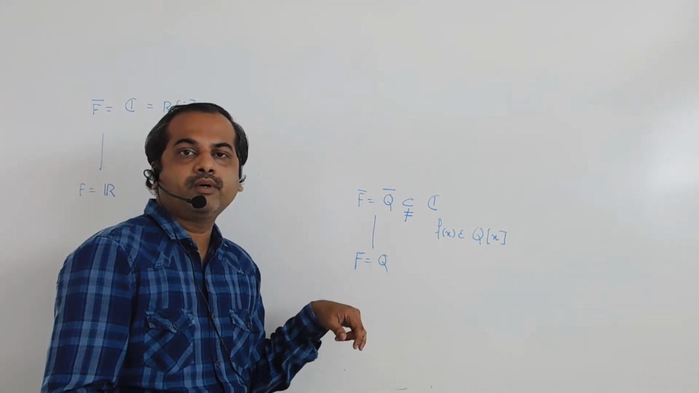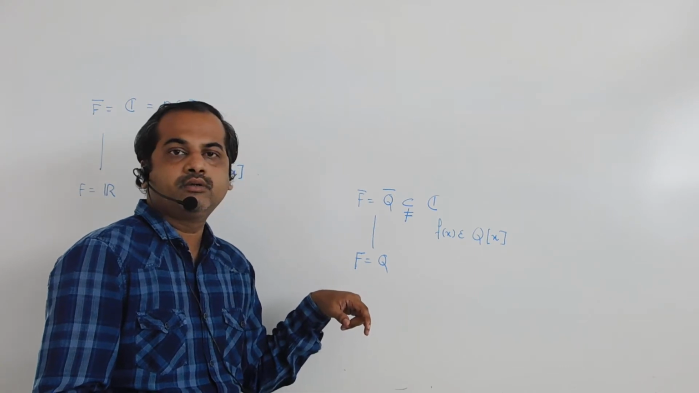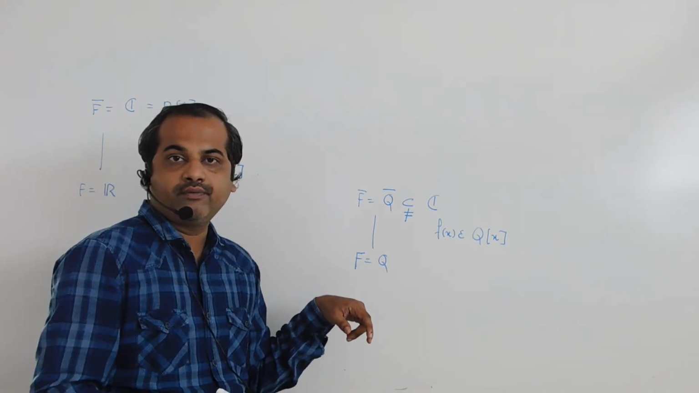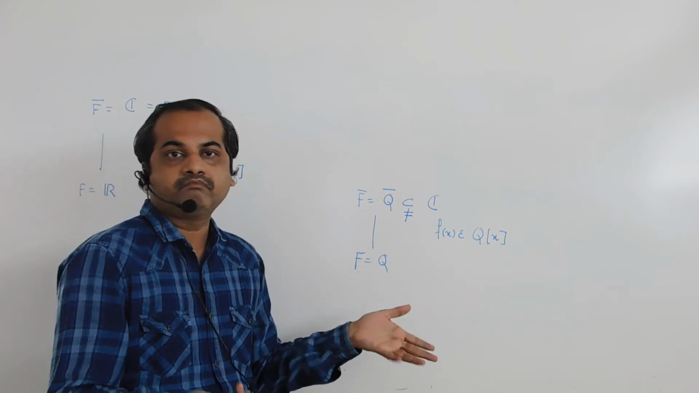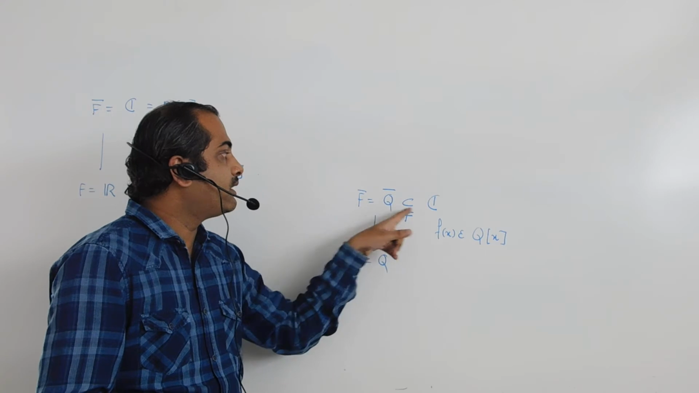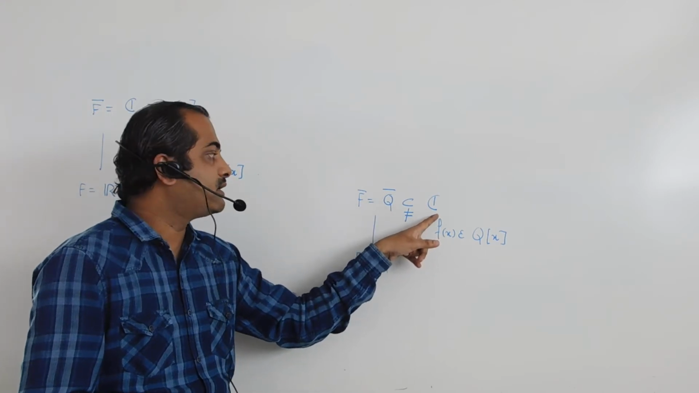Can I have a polynomial f of x with rational coefficients whose root is pi? No. So Q bar is a subset of C.